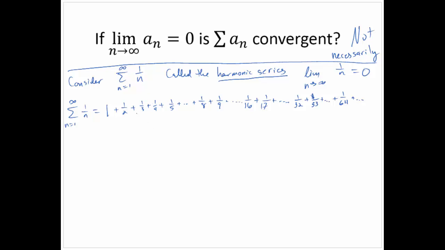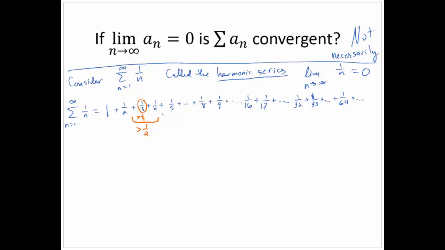Now notice here, 1/3 is greater than 1/4. And so if I look at these two terms, 1/3 plus 1/4, those two terms are collectively greater than 1/2, because 1/4 plus 1/4 is 1/2. So a number greater than 1/4 plus 1/4 must be greater than 1/2.